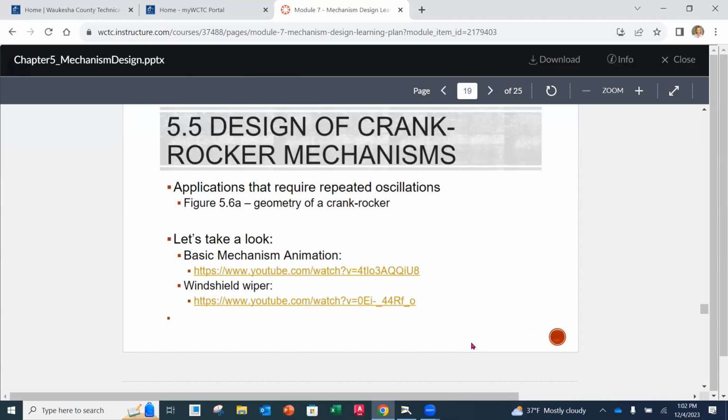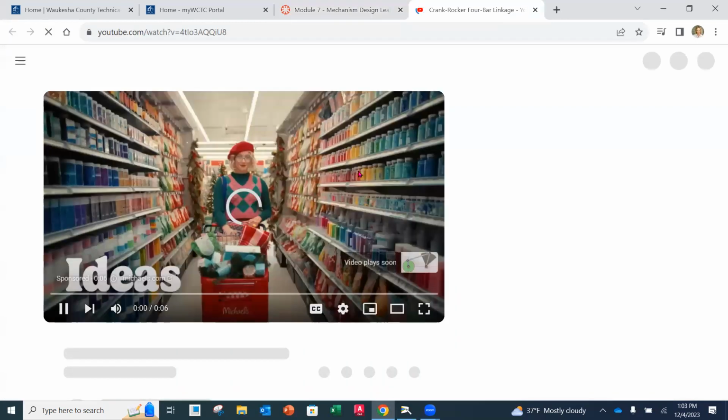Now, the last type of mechanism that we're going to look at designing is the crank rocker mechanism. The crank rocker mechanism is where we have the crank going around in a full circle, but then the output, link number 4, is oscillating back and forth, or rocking. So let's look at our first illustration of this.